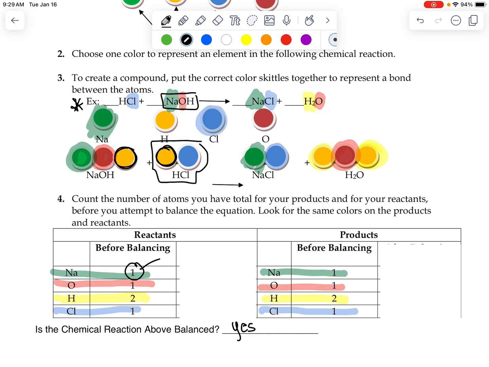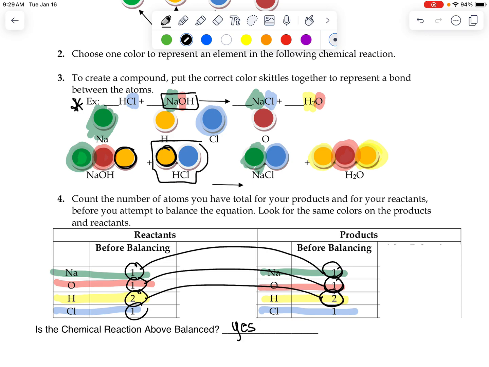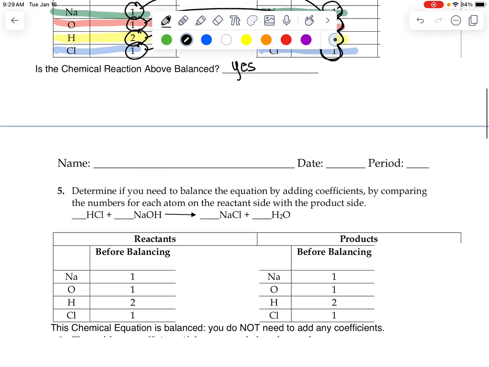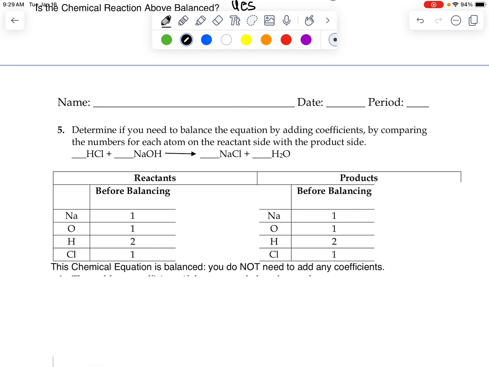We have one sodium in, one sodium out, one oxygen in, one oxygen out, two hydrogens in, two hydrogens out, one chlorine in, one chlorine out. So that's what we're checking for when we do our atom counts. So this chemical equation is balanced. You do not need to add any coefficients in order to balance it.